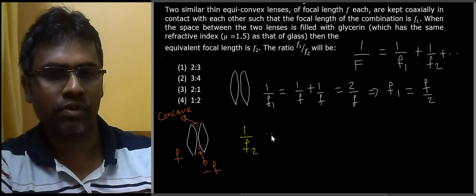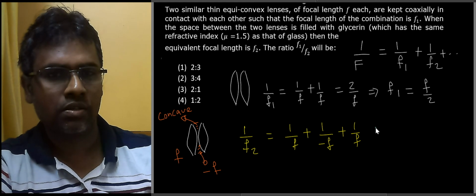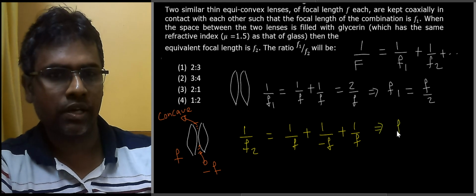So if I take 1 over f2, I can write it as, for the glass, 1 over f. For the glycerin as a lens, it is 1 over minus f. Again glass, 1 over f. So if you see, I think two of the terms will cancel. So here f2 is f.